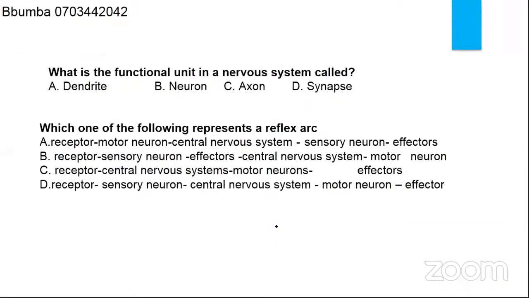And then there was also this question, what is the functional unit in a nervous system? That is question 1. And then question 2 says, which one of the following represents a reflex arc? The reflex arc, the one which we just said already. So number 1, what would be the answer for number 1? What is the functional unit?